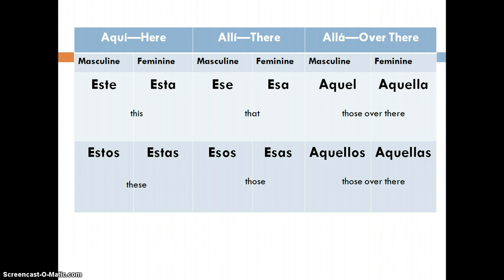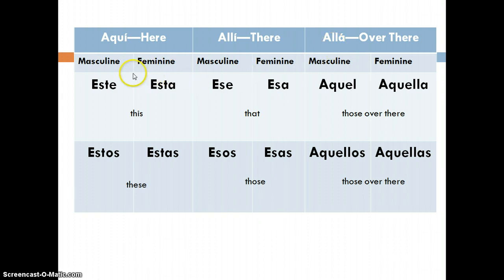Let's look at it. First of all, at the top of the page, you see aquí, which means here, allí, which means there, and allá, which means over there. So we're talking about three different areas. Aquí would be things that are closest to you. Allí would be things that are not very far away from you, but a little ways distant from you. And allá would be things that are over there.